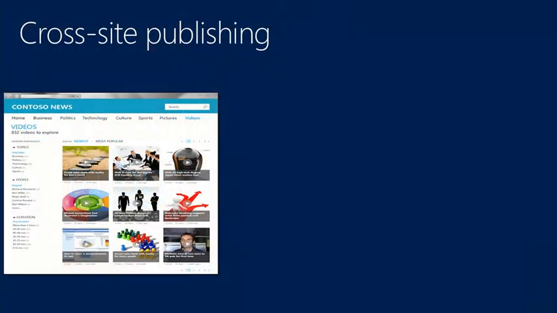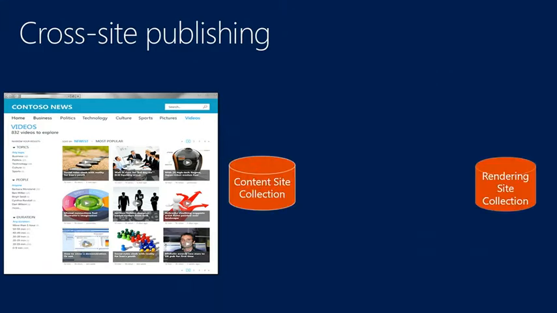Okay. So firstly, what is cross-site publishing? In a nutshell, it's getting content from one site collection across to another site collection. Okay? And we do this through the magic of search.